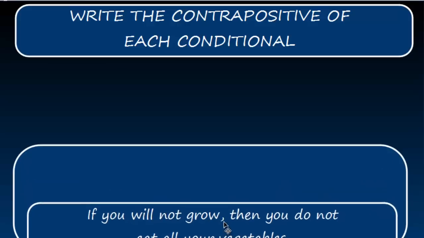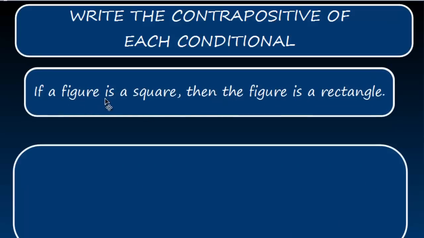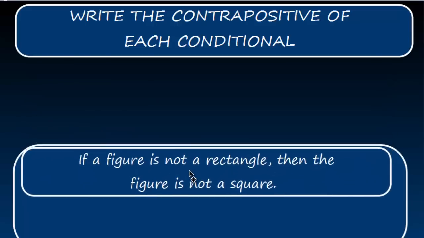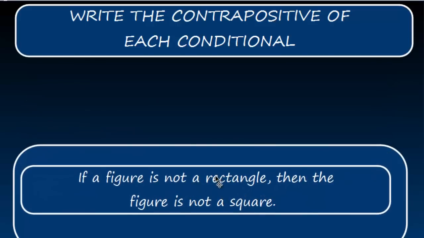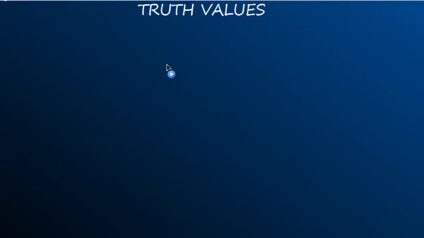Negate both and switch both. Okay, and one final one. If a figure is a square, then the figure is a rectangle. Negate and switch. If the figure is not a rectangle, then the figure is not a square. So that's how you write the inverse and contrapositives once you have the conditional.